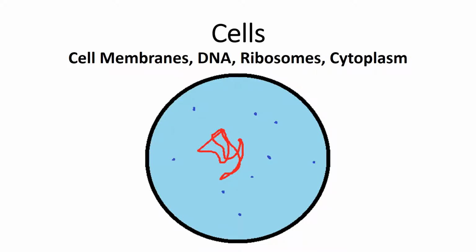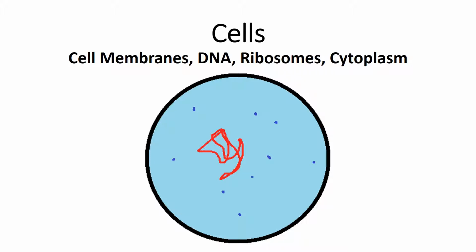This video is about cells. It's about the things that all cells have. And all cells have cell membranes, DNA, ribosomes, and cytoplasm. And in this image, the black circle is a cell membrane.